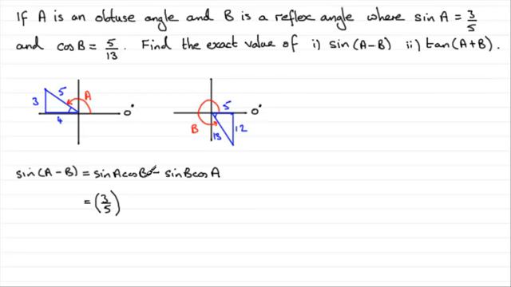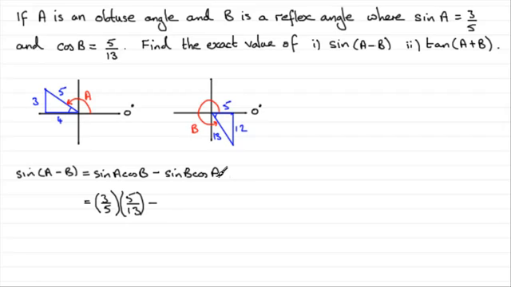Now we've got the cosine of B. Again, we could see that cosine of B is 5/13, or we could work directly off the diagram, adjacent over hypotenuse, 5 over 13. Minus, now we've got sine B cos A. Do you know what those values are going to be?